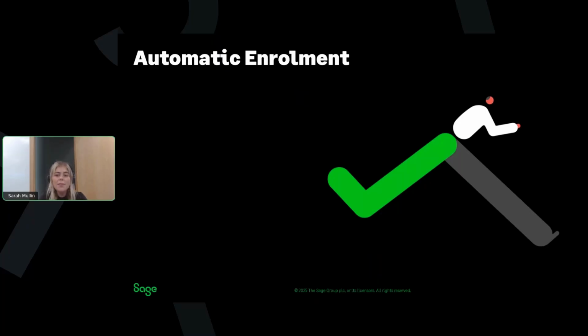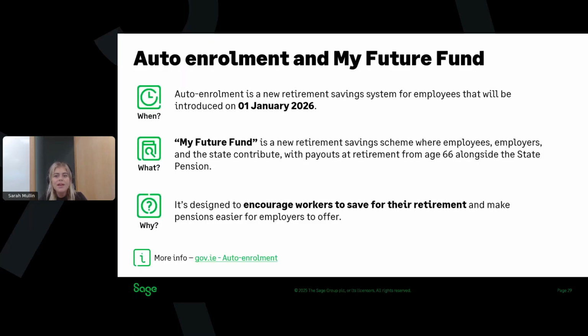So what I want to talk about now is something that will be new for the 2026 tax year, and that is an introduction to auto-enrolment. So auto-enrolment or automatic enrolment is Ireland's new retirement savings scheme. It's designed to help employees build a pension pot through shared contributions. And this is going to come into place on the 1st of January 2026. And it'll run under the name My Future Fund.